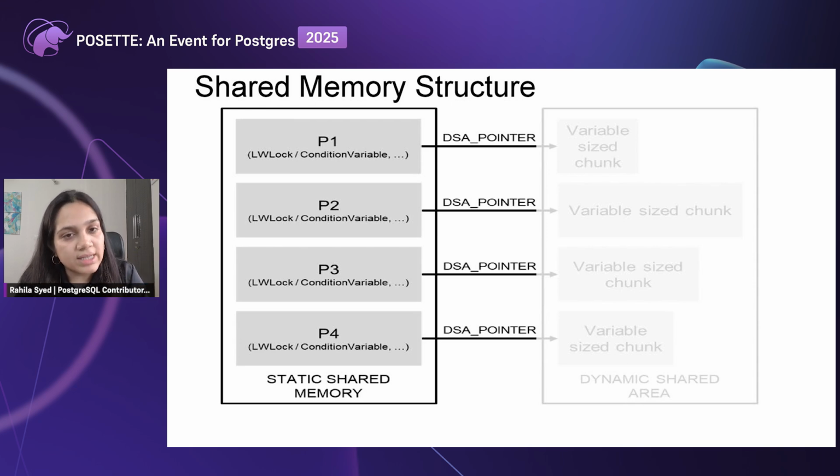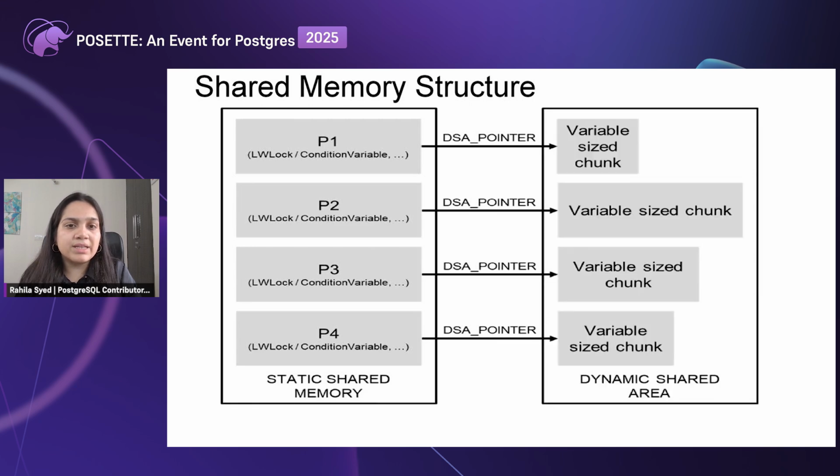It also contains a DSA pointer. This DSA pointer is basically something that points to the dynamic shared memory area and the memory allocated in that area for this particular process. And this memory actually contains the statistics dumped by this process. And these can be variable sized.